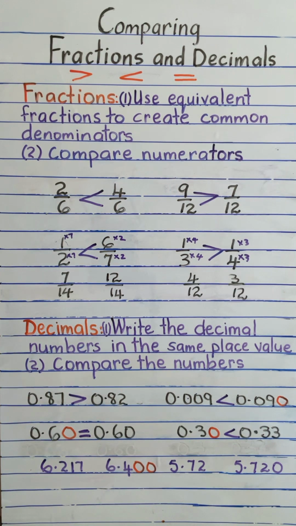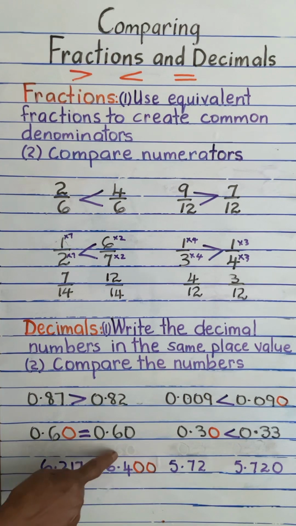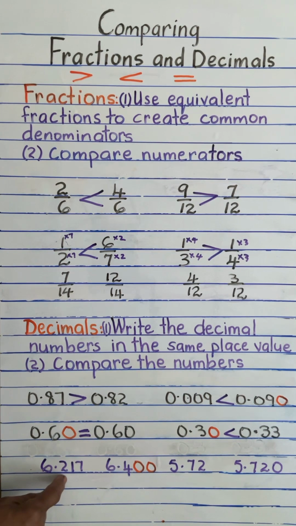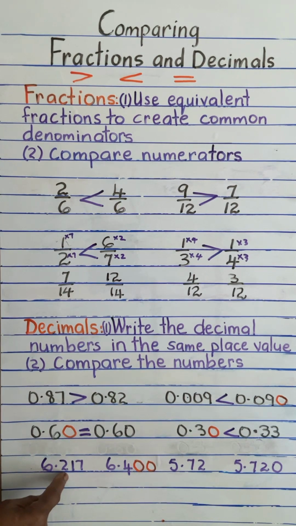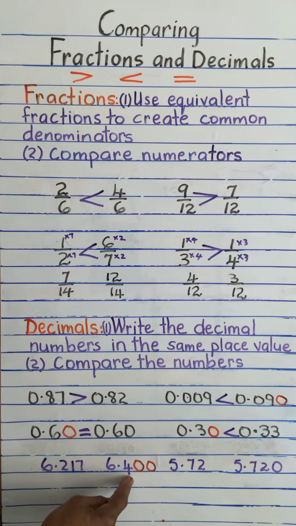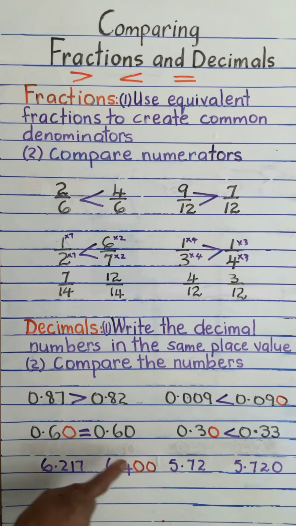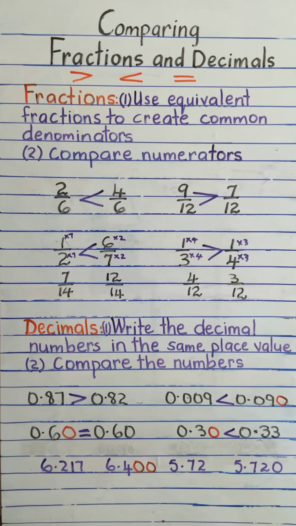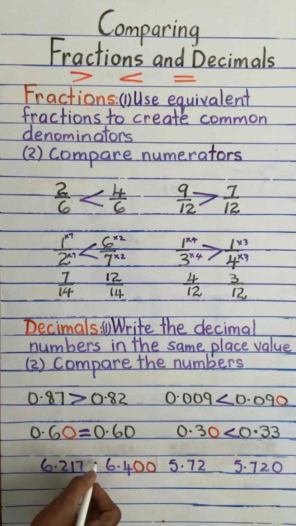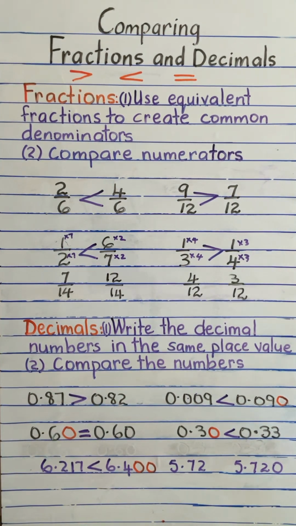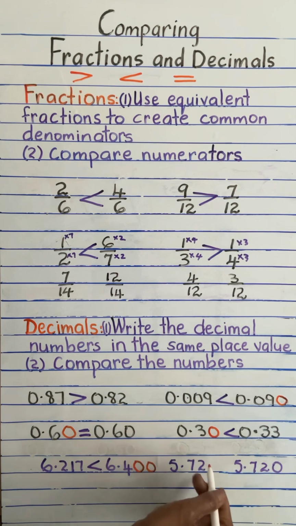Now we can compare. The 6 is the same. The 2, we have a 2 here in the tenths place, and we have a 4 here in the tenths place. 2 is less than 4, so therefore 6.217 is less than 6.4. Less. Next, 5.72 and 5.720. 3 places of decimal. So let's put a 0 right here to make it the same.